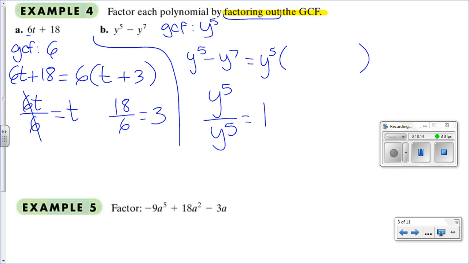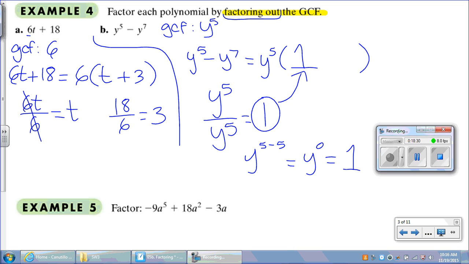It's 1, right? Or if we were to subtract the exponents, it will be y to the 5 minus 5, which is y to the 0, and we already know that is equal to 1. So, unless it's 0, yes. So that 1 goes here.